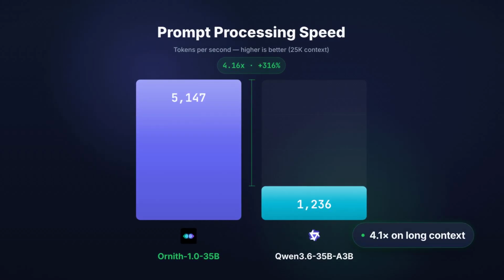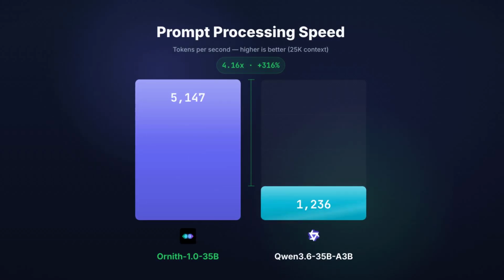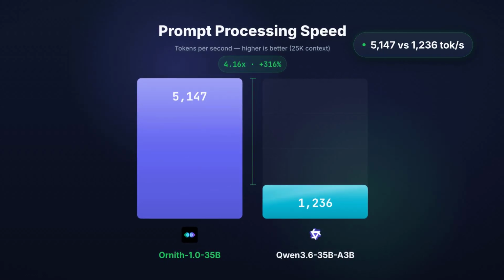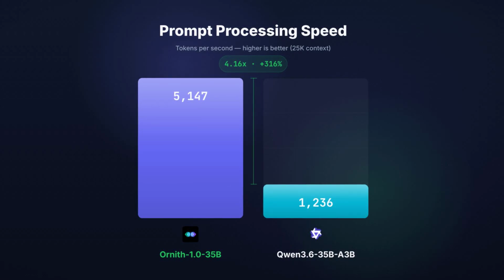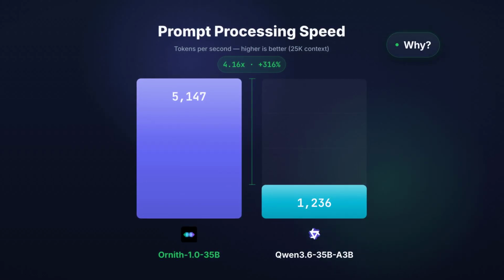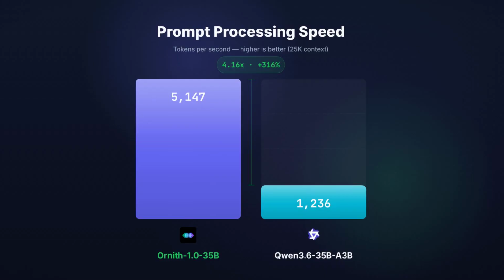5,147 tokens per second versus Qwen's 1,236. In wall clock terms, a 25,000 token prompt takes Ornith under 5 seconds to process. Qwen takes 20 seconds. Why does this gap exist? The answer almost certainly lies in the architectures.